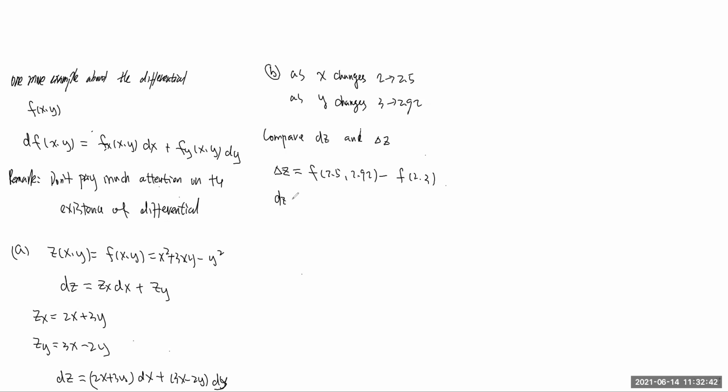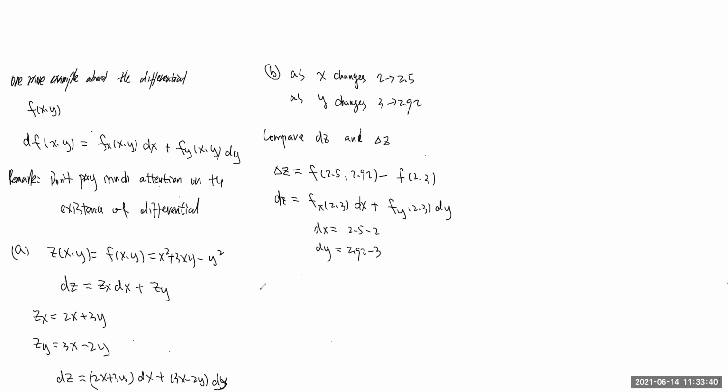What's dz? dz is f_x at the point (2,3) dx plus f_y(2,3) dy. dx is 2.05 minus 2, dy is 2.96 minus 3. This notation, maybe you say, why do I introduce so many notations? If you think I introduced too much, it's because you forget what you studied in Calc 1 or Calc 2. All these notations were studied before, just reused. Actually, only one thing is new: the differential and how to compute it.